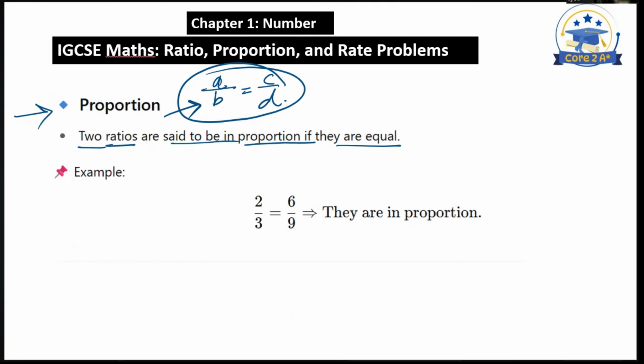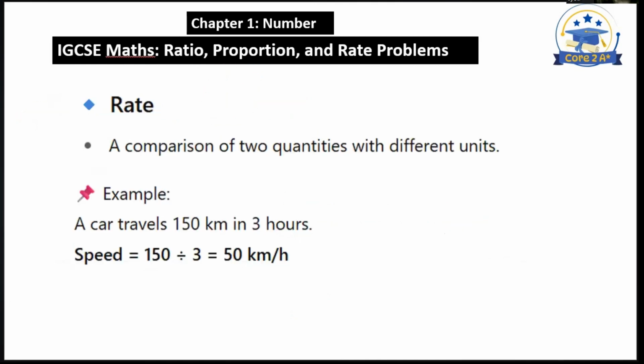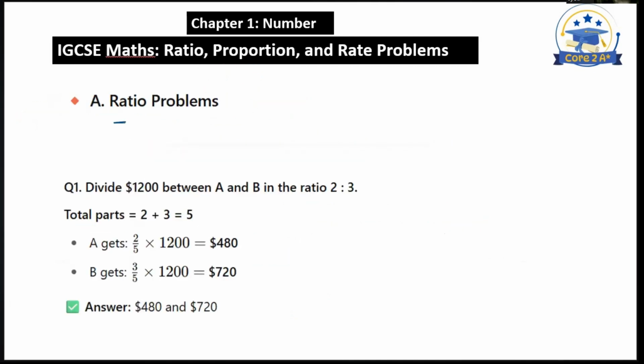For example, 2 over 3 is equal to 6 over 9. Why? Because after simplification, what are we getting? Divide by 3. 3 twos are 6 and 3 threes are 9. So 2 over 3 is equal to 2 over 3. Both are the same. LHS equals RHS. It means they are in proportion. Right?